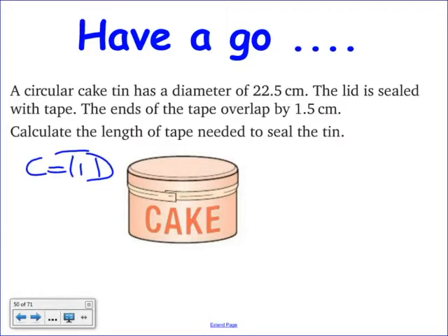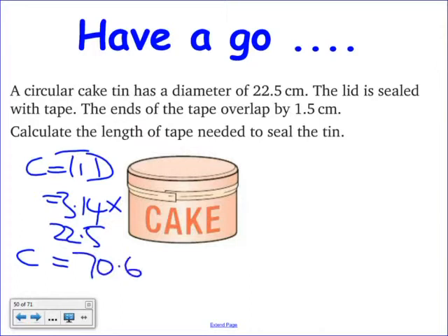So we're trying to work out the circumference. So what do we know? We know what pi is, which is 3.14, and we know what the diameter of our tin is, which is times 22.5. So that gives me an amount of tape for the circumference to touch itself as it goes round: 70.65. But I don't want just the tape to go round and touch itself. I need to overlap, so I've got to add another 1.5 centimetres to give me 72.15. So the trick is work out the circumference, but then add on your 1.5 centimetres for your overlap.